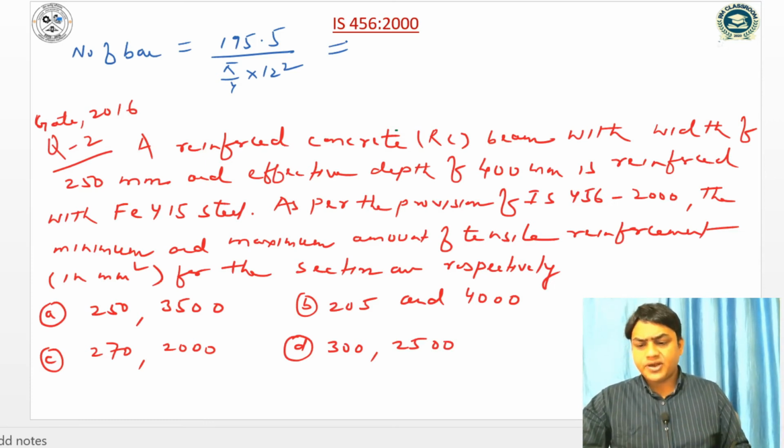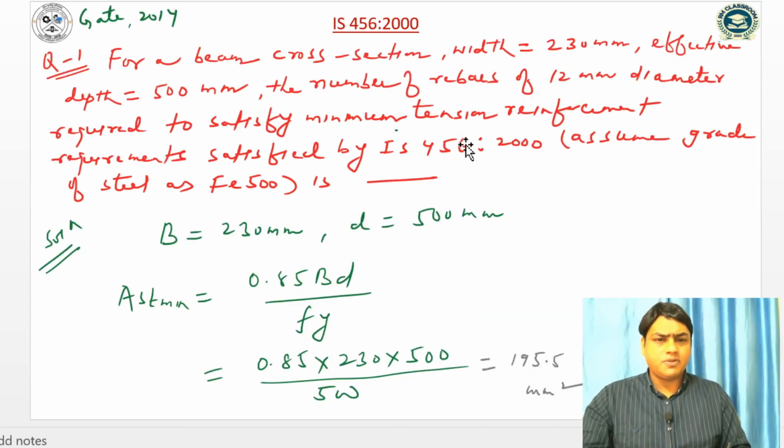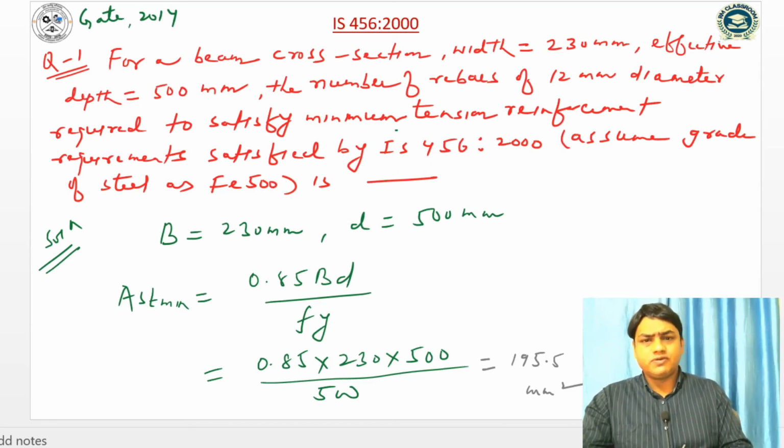So it will be 1.728, which means approximately 2 bars we have to provide. 2 bars. So the minimum number of rebars of 12 mm diameter required to satisfy the minimum tension reinforcement will be 2.